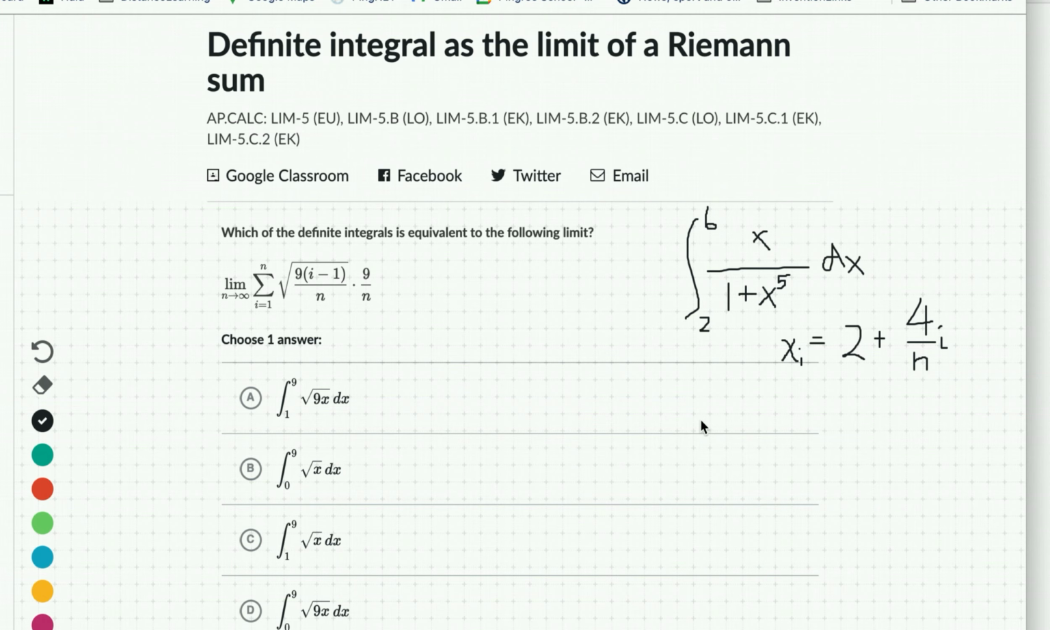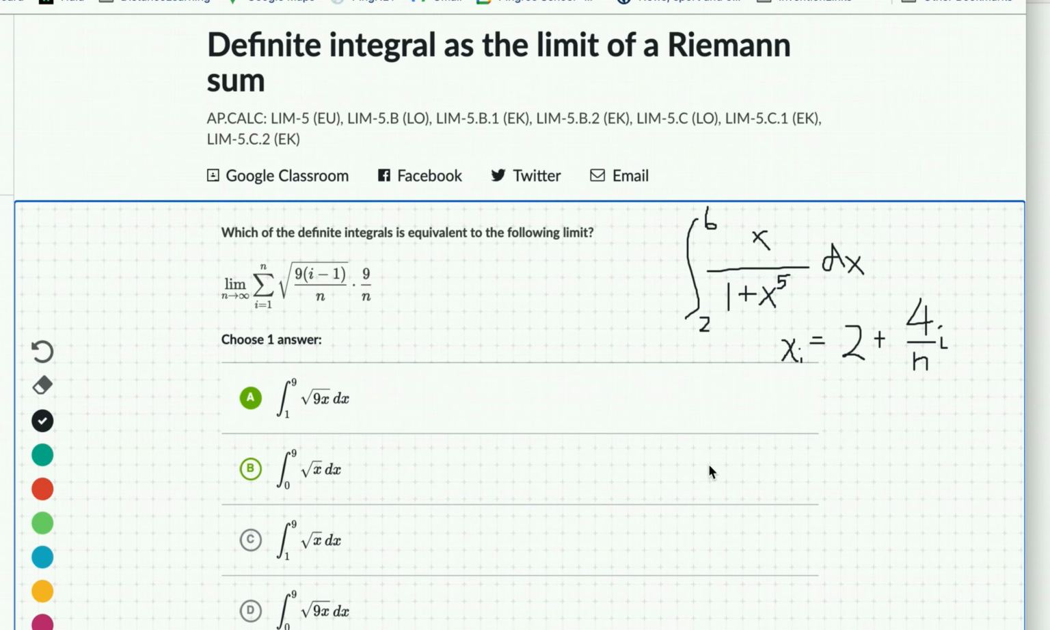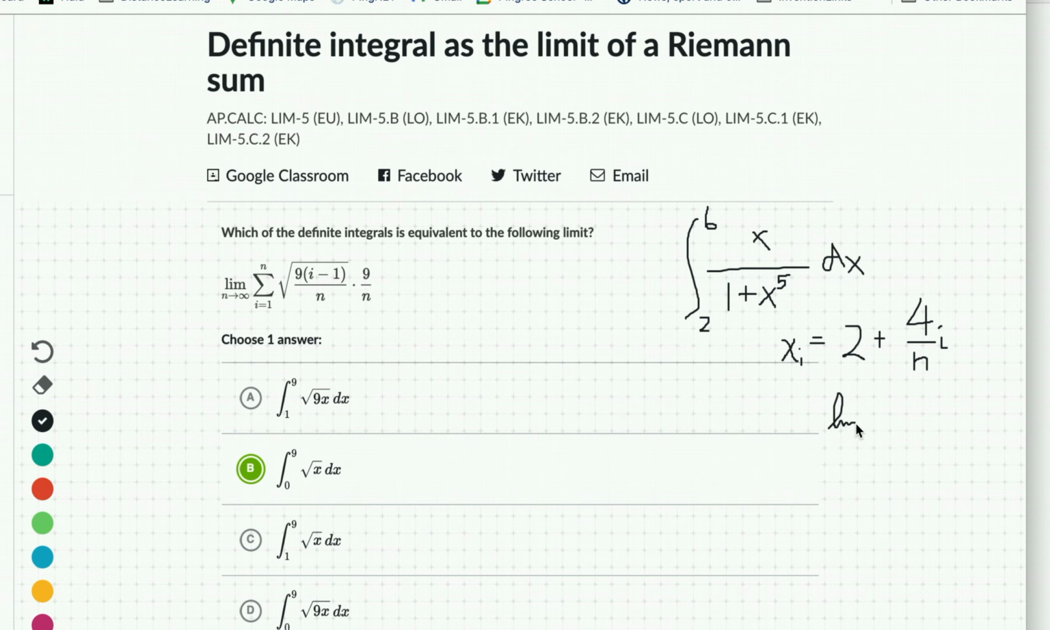So then I'm going to write, it's going to be the limit as n goes to infinity, all right? And then it's the summation. And if we're going to go from i equals 1 to n, and not 0 to n minus 1, then it's going to be this original function with every x replaced with this sample point, okay? And then don't forget to raise it to the 5th down there.